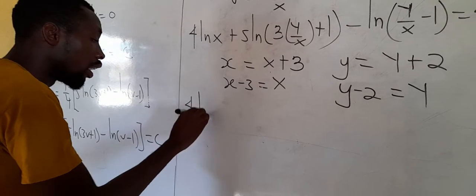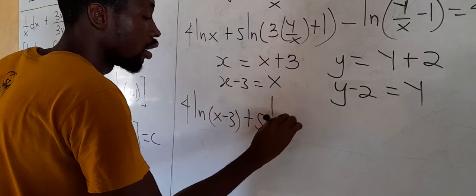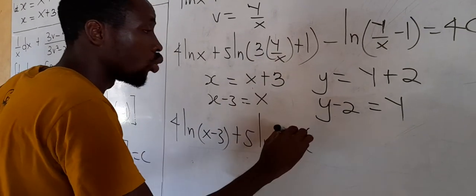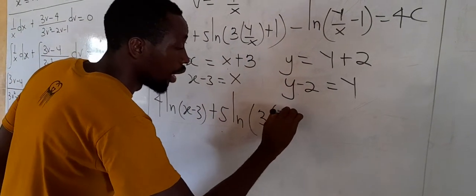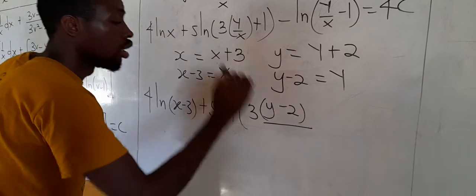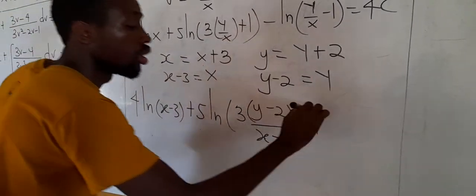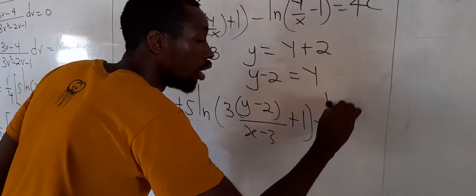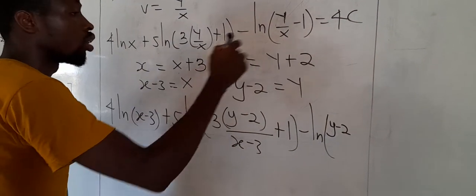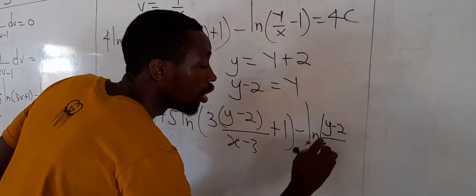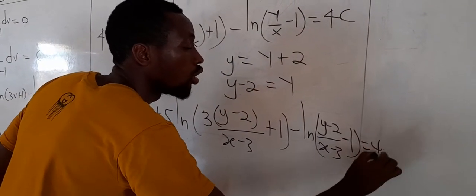So we have 4 ln. There is a capital X here, so we put x minus 3 plus 5 ln 3. There is a capital Y there. What will we put? We put y. So remember, this will be small. Let me do it well so that we can differentiate. So y minus 2 over x minus 3 plus 1 for this place. Minus ln. What's our capital Y? y minus 2. What's our capital X? x minus 3. Minus this one equal to 4C.